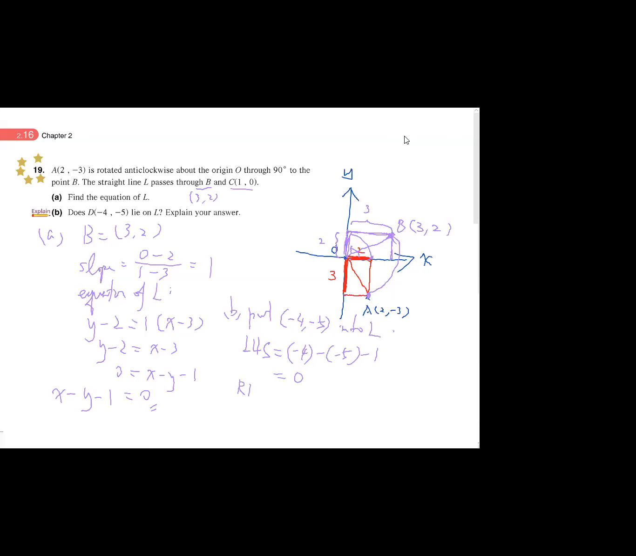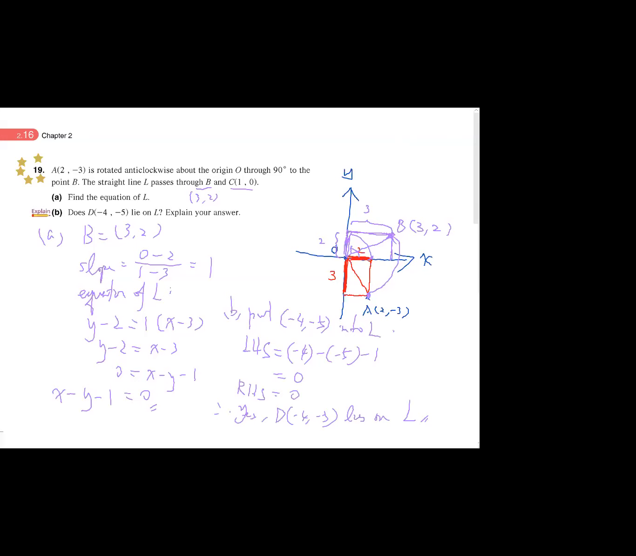And how about the right hand side? The right hand side is directly equal to 0. Therefore, we can see that they are equal. Then we can conclude that yes, the point D lies on L. Okay, so that is the answer for question number 19.